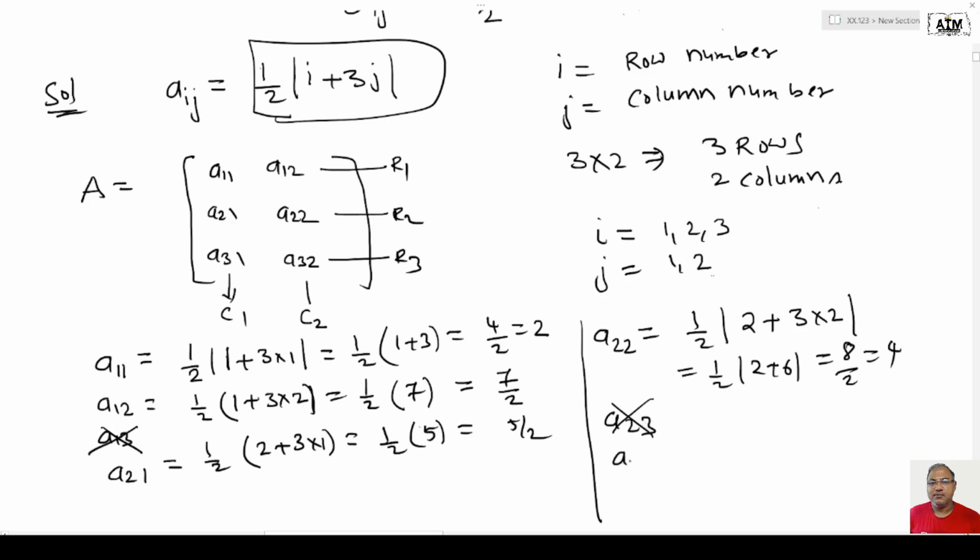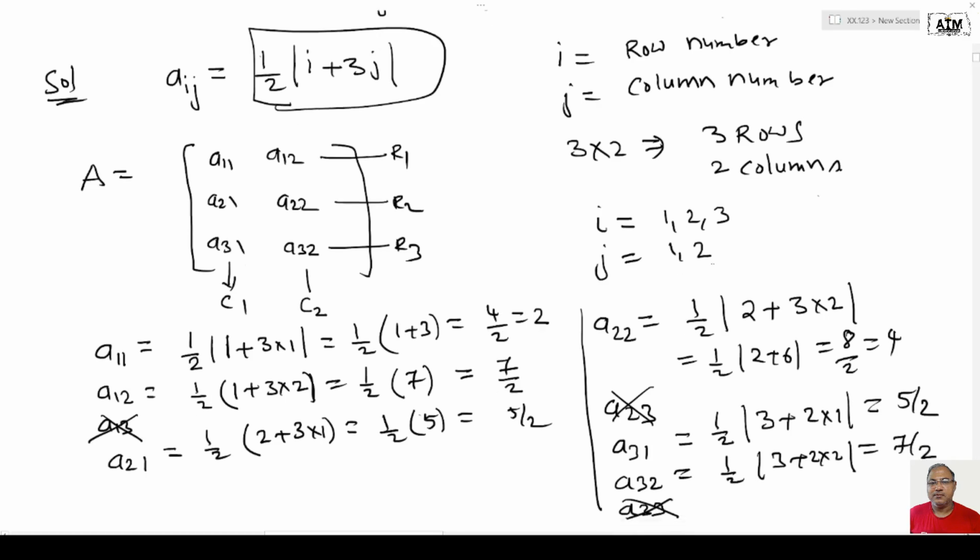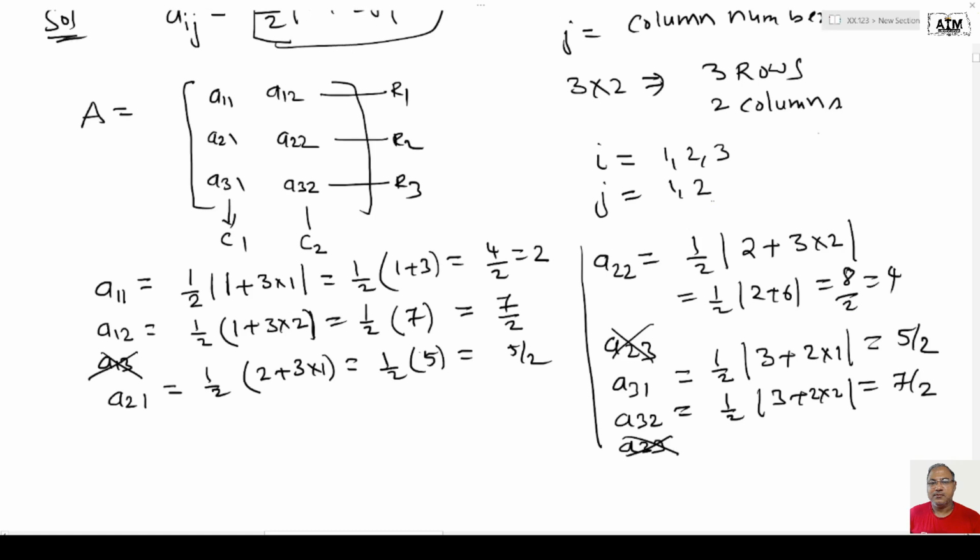Then we go for A31. A31 is half, in place of i write 3, in place of j write 1, so that equals 5 upon 2. Then A32 is half, with i value 3 and j value 2, so that equals 7 upon 2. A33 is not available there. The last one is A32 only, so we have to stop at A32.